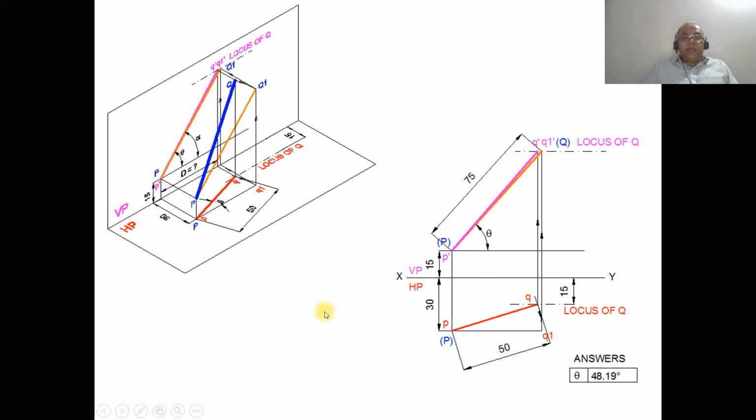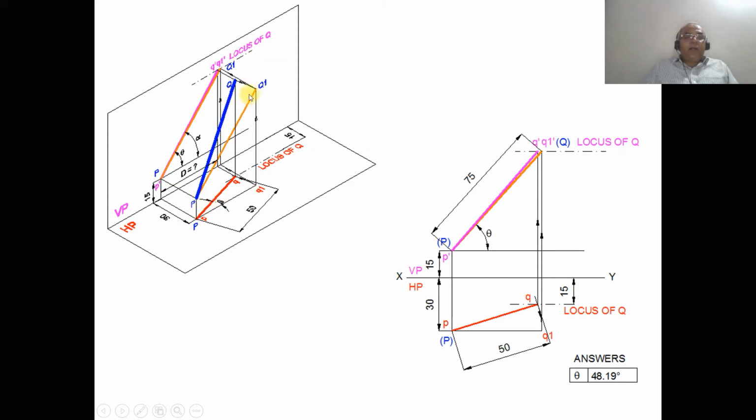So once you do that, now we will go for the true length. Now we need to find out the true length in the vertical plane. So to find the true length in the vertical plane, with P as center, taking the radius of PQ, you draw an arc and rotate the line such that both capital P and capital Q1 are in front of XY by 30 mm.